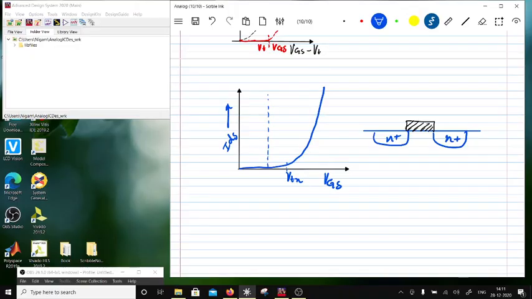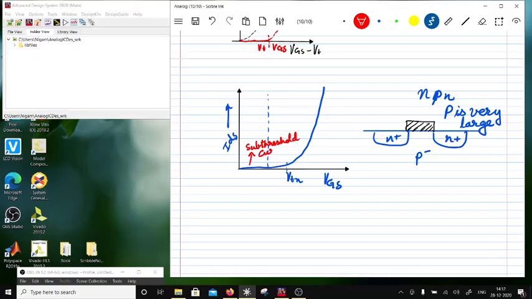So what's going to happen is the channel is barely there. So channel is not there. So if channel is not there, this is like an NPN transistor. It's just that the P is very large. So it doesn't matter. It's still an NPN transistor. So if it's an NPN transistor, then there would be a current in this region. Okay, so that is known as subthreshold current. So there is no inversion at this point.